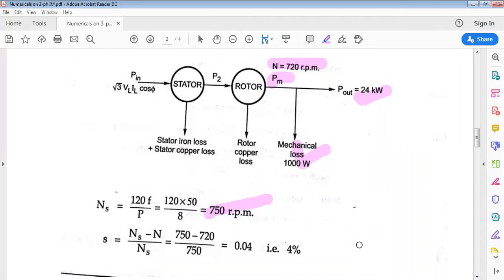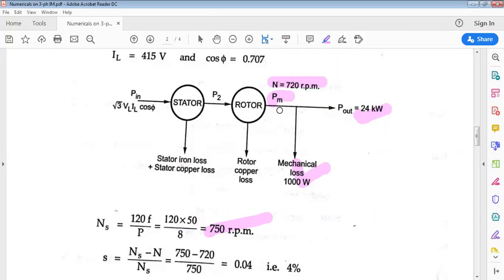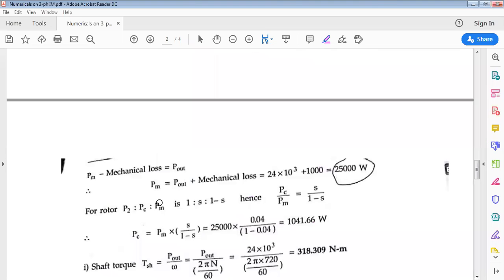Next, now you know slip, you know PM. What can you calculate? The rest of all the parameters. If we know slip, then P2 : PC : PM is equal to 1 : S : 1 minus S. So out of these parameters, if you know any two, you can calculate the rest. So use that relationship and calculate all the remaining parameters.